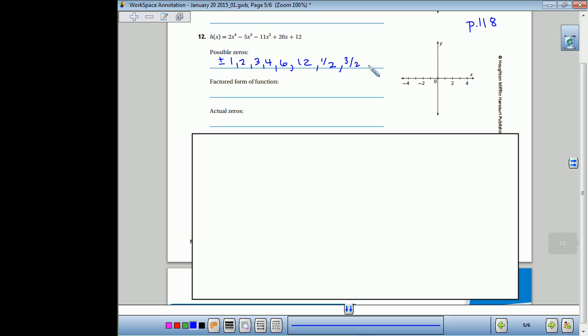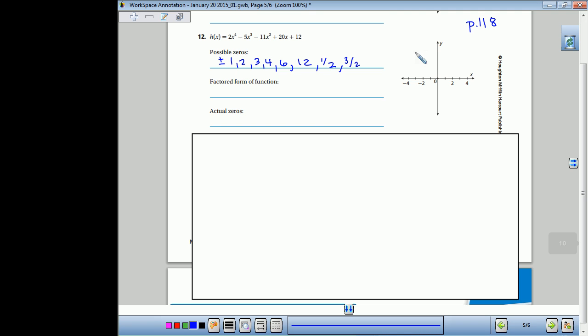So here's the list of possible rational zeros. So we just got to start trying some. Are those all they are? They're all plus or minus. That's what I thought. I'm just being a little lazy with my list.